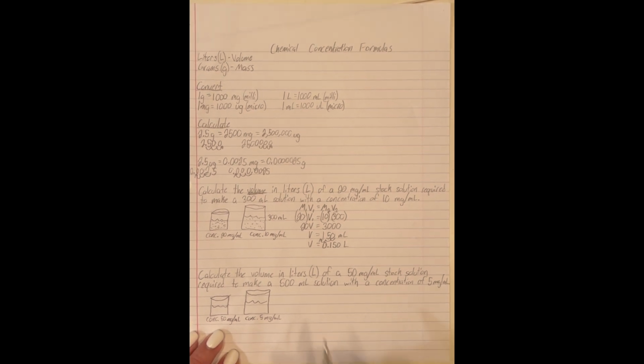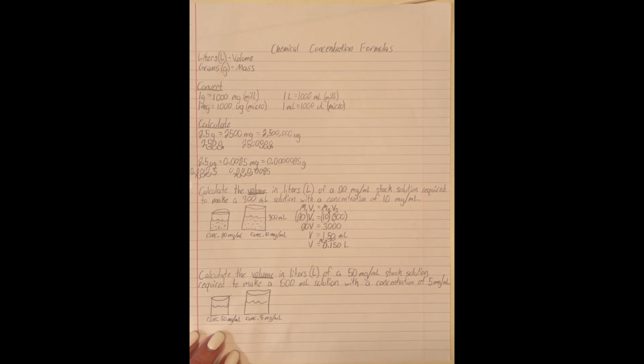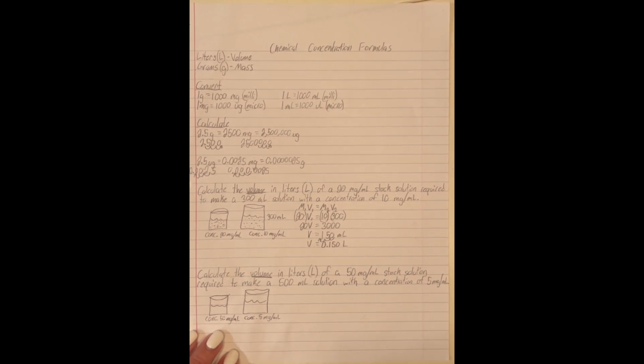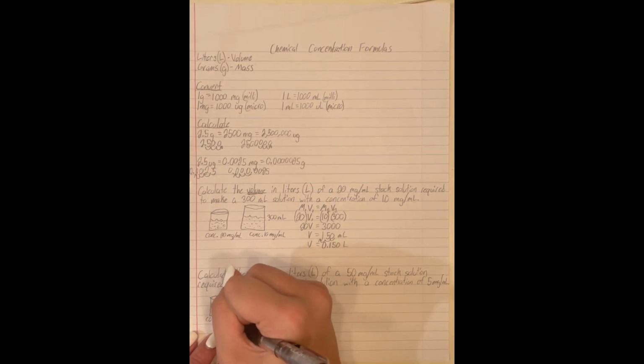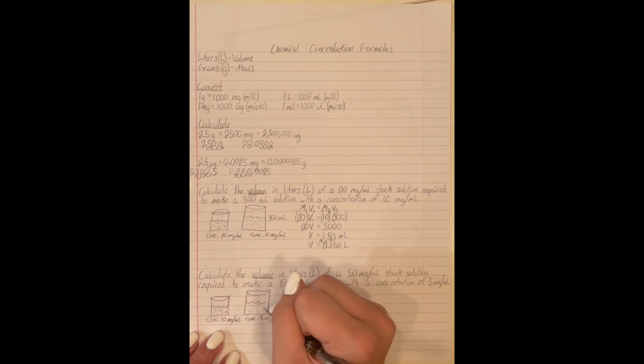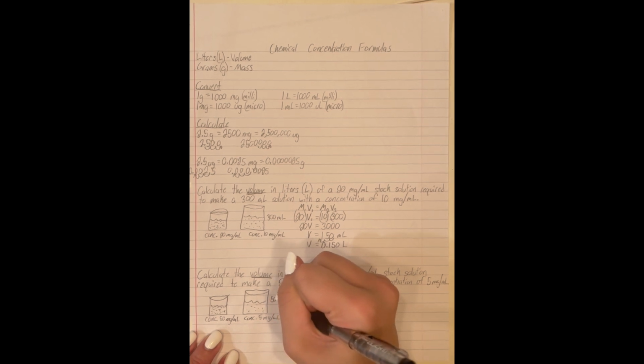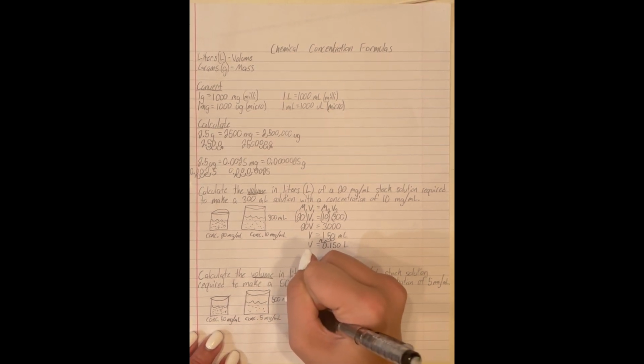So we're calculating the volume in liters of a 50 milligram per milliliter stock solution required to make a 500 milliliter solution with a concentration of 5 milligrams per milliliter. So we add our dots to show the concentration. And the volume of this will be 500 milliliters.